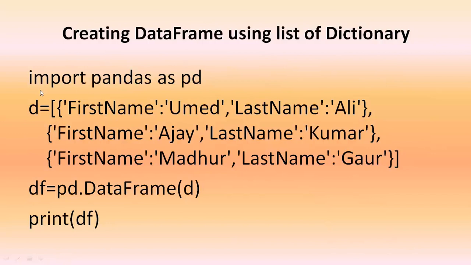In a nutshell, you can say that we have combined three dictionaries in a single list. Then after creating this list, you can create a data frame. Simply use pd, here pd is the pandas object, and DataFrame is the function which is used to create a data frame, and d is that list. When you print the data frame, it will show you a data frame like in the previous example.